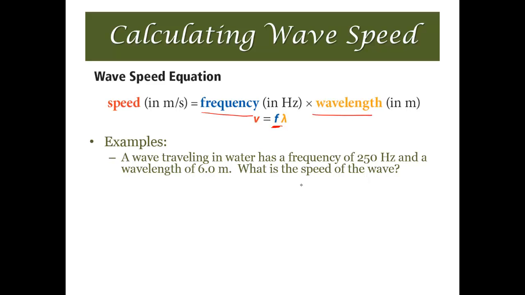And speed is always in meters per second, just like we did at the beginning of the year. Speed is distance divided by time, so speed is your meters per second. Your frequency is your hertz, because frequency is the number of waves per second, so actually 1 per second. And then wavelength is in meters, so that's how you get the units meters per second. Okay, so let's just look at an example. It'll make more sense.